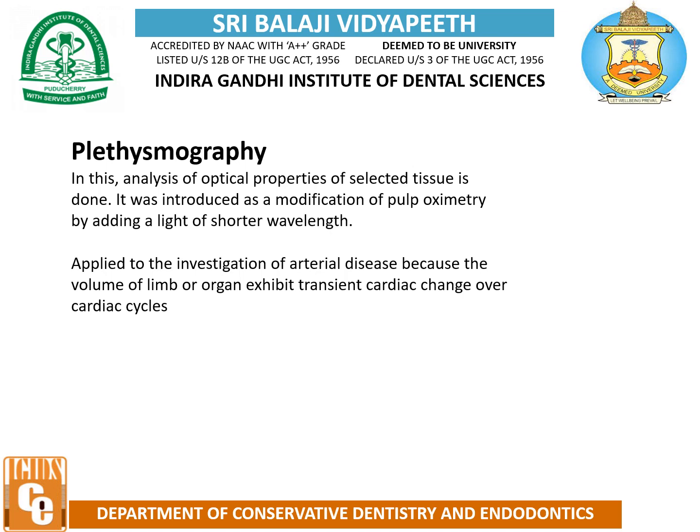Plethysmography. In this, analysis of optical properties of selected tissue is done. It was introduced as a modification of pulp oximetry by adding a light of shorter wavelength. Applied to the investigation of arterial diseases because the volume of lymph or oxygen exhibit transient change over cardiac cycles.